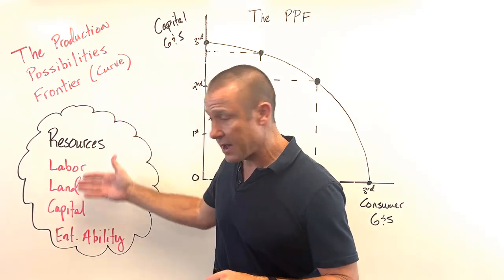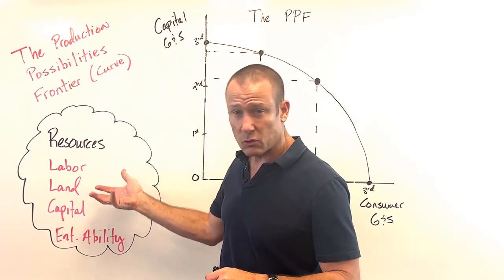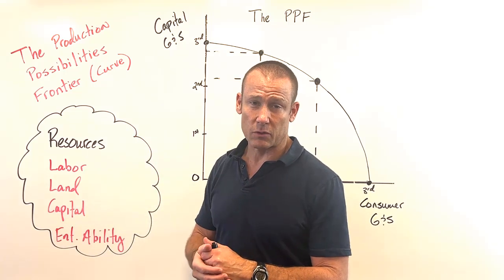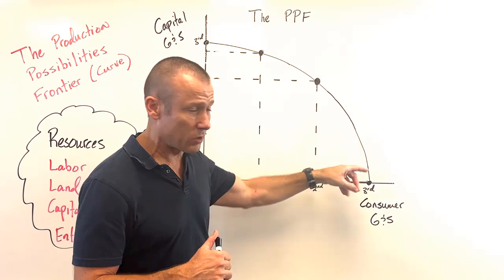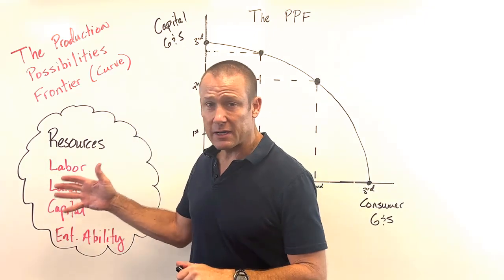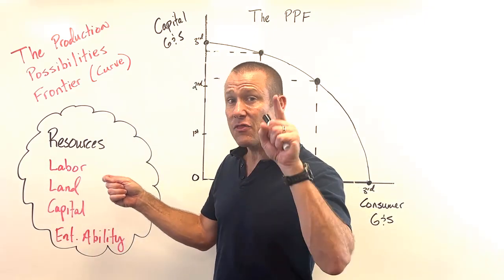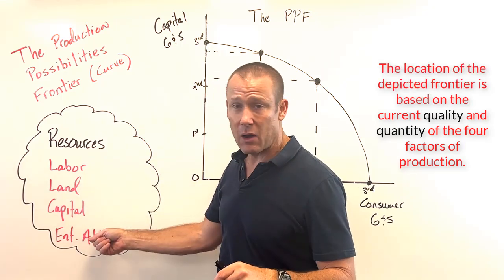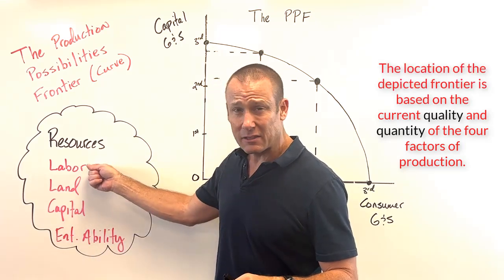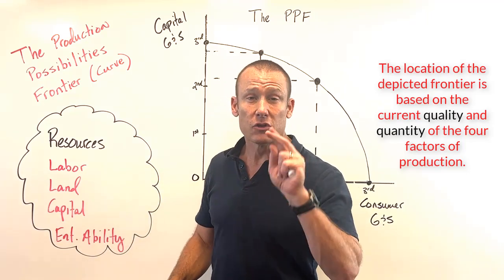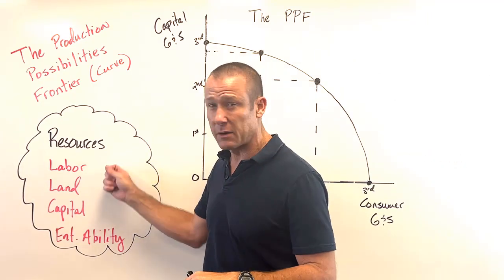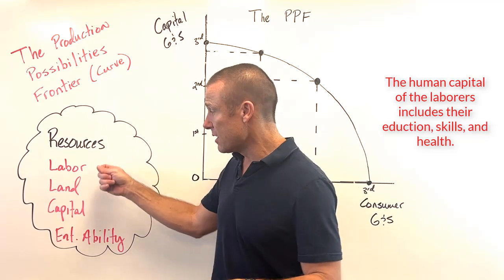Also, again, we have resources, right? And resources are key to economic growth, okay? This curve, where it's at, this frontier or curve, where it's at is based on right now the quantity and the quality of our resources, okay? Quantity of labor, just how many laborers do you have? Quality of the labor, education, training, healthcare of the labor, right? Their whole human capital, that's the labor.